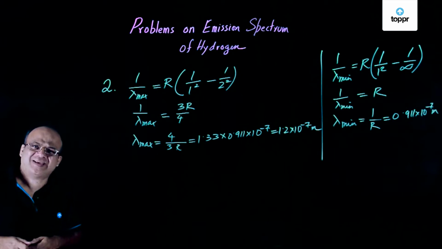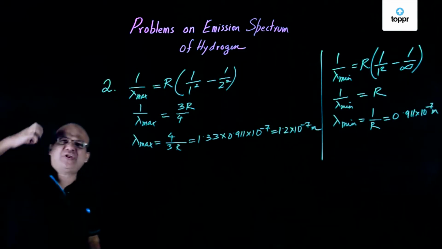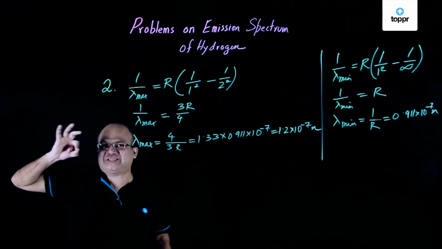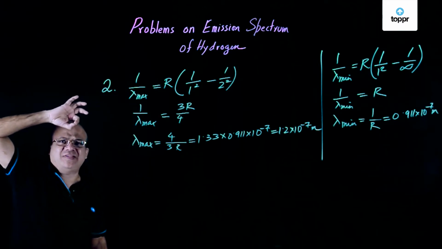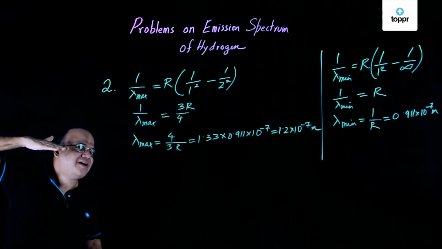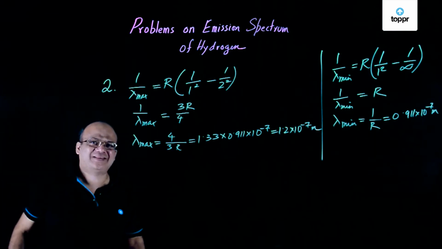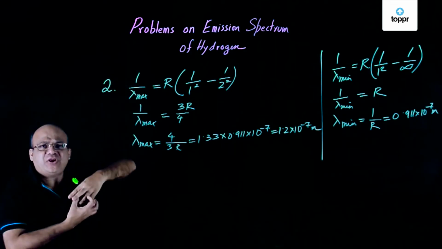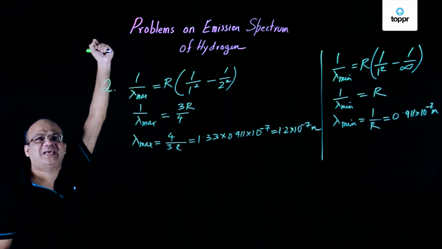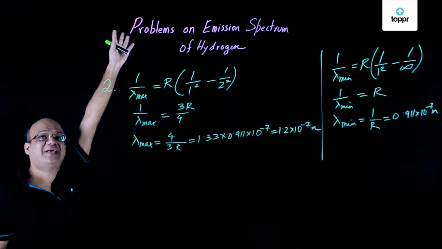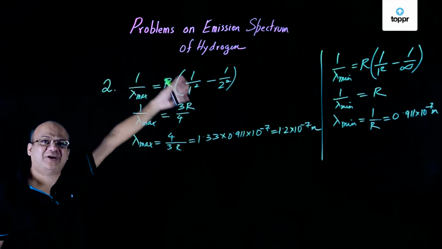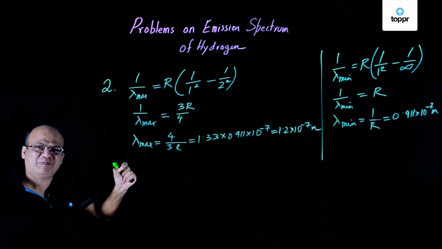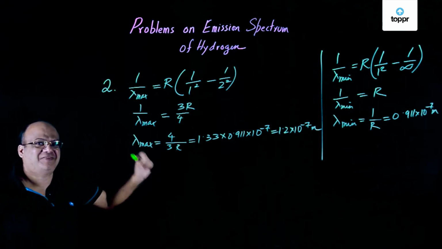So the important thing to understand is that when lambda is maximum, frequency is minimum. Frequency minimum means energy difference is minimum, equal to hf. If energy difference is minimum, the electron must jump from the next immediately higher energy level. For lambda minimum, the frequency has to be maximum. If frequency is maximum, energy difference is maximum, so it has to jump from infinity to that orbit. Here, infinity to 1. And that's how we get lambda minimum. Just learn the basics correctly, then every problem is very, very easy. Physics is simple.